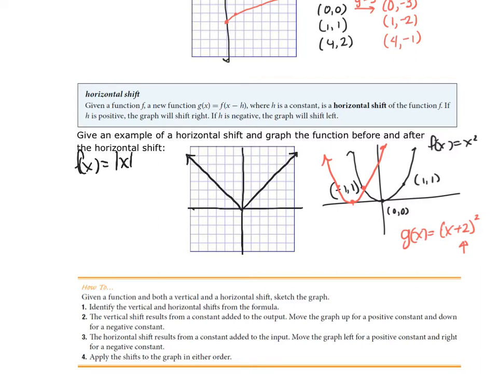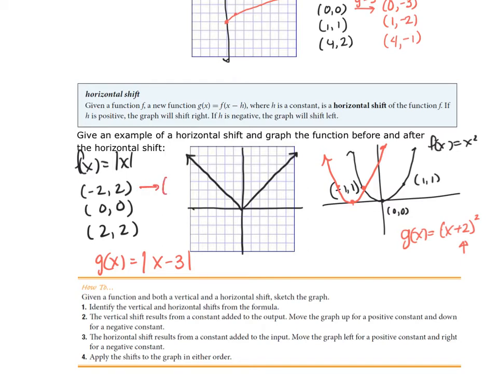So I'm just going to choose some points. Let's choose the point negative 2, 2. Let's choose 0, 0, and let's choose 2, 2. Now suppose you wanted your g function to be the absolute value of x minus 3. So what this does, again, it is the opposite of what we want. We think we want to subtract 3, but we're going to add 3 to all of my x's.